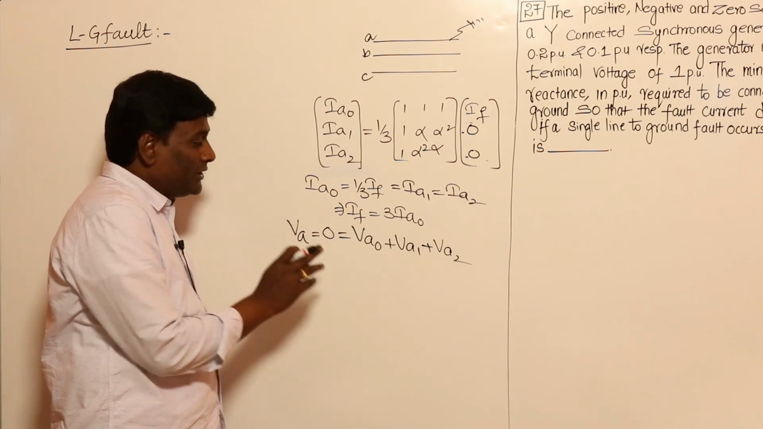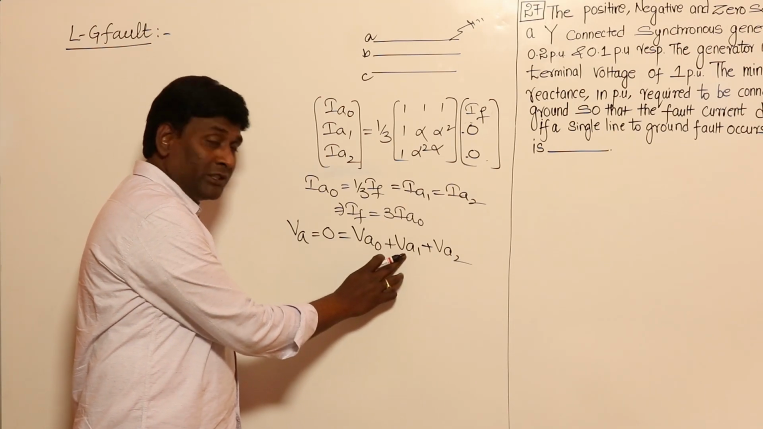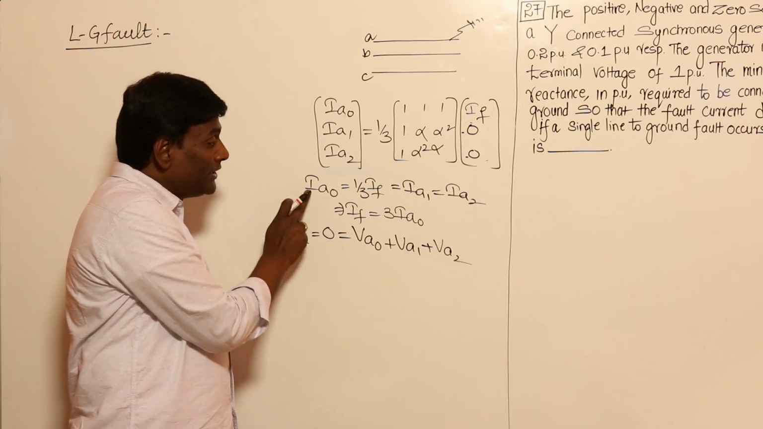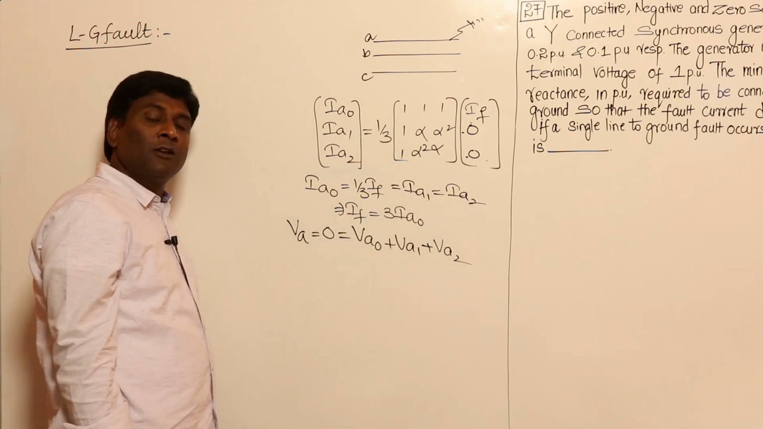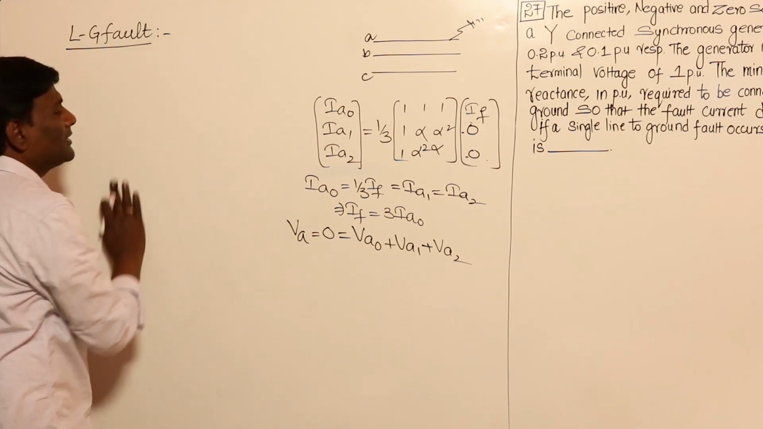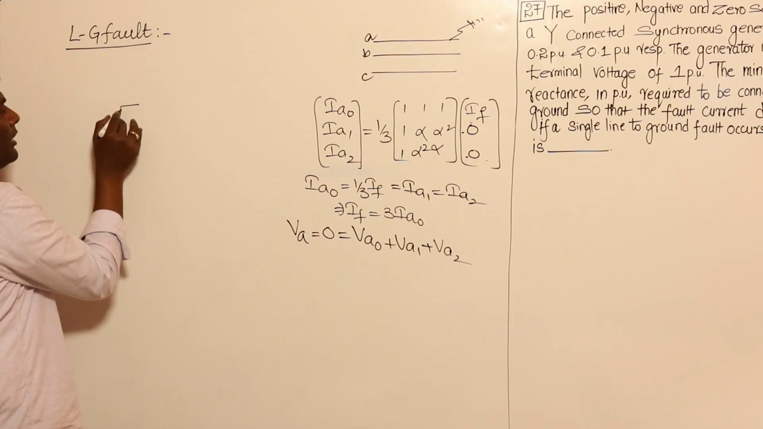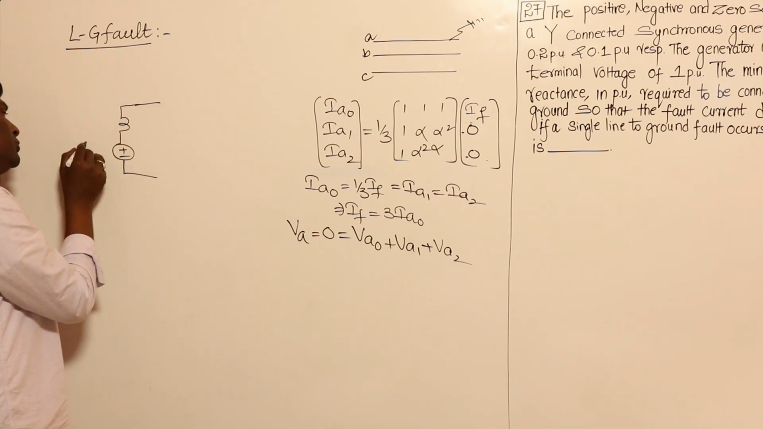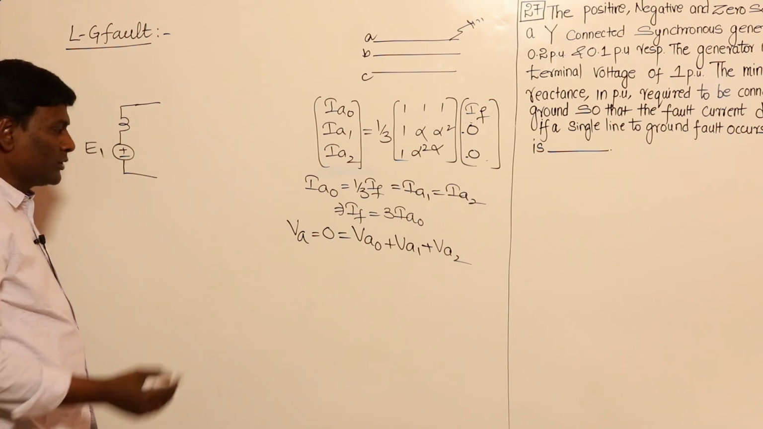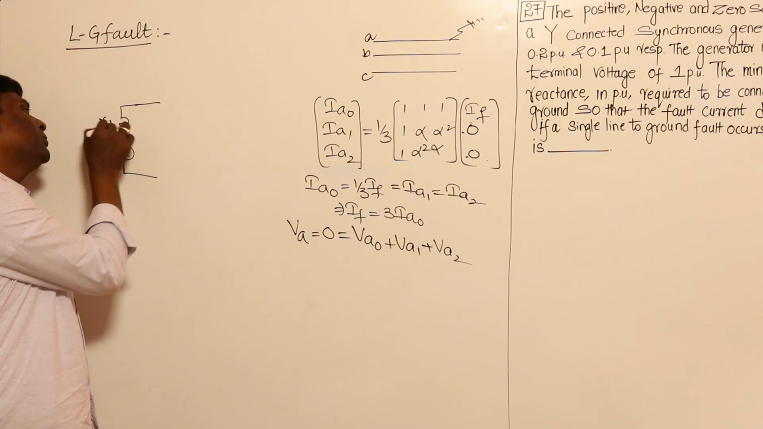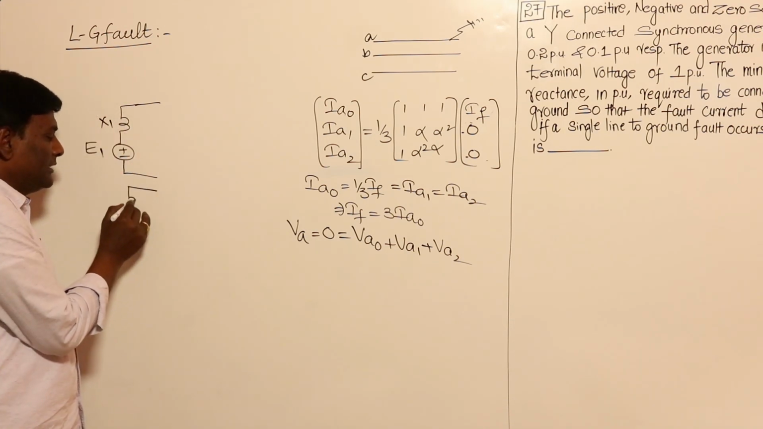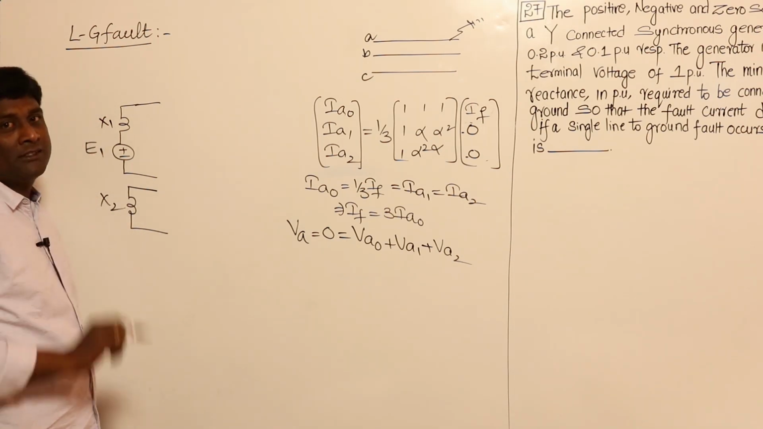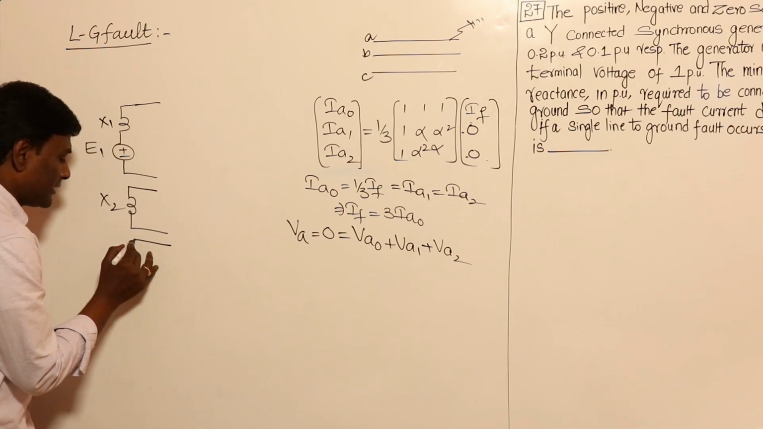Observe here, zero sequence plus positive sequence plus negative sequence, the net voltage should be 0, and every individual sequence current is going to be the same. Under those conditions, what is the result here? See here, in the positive sequence, an induced voltage will be there. In the negative sequence, X2, voltages will not be there, as we already discussed previously.